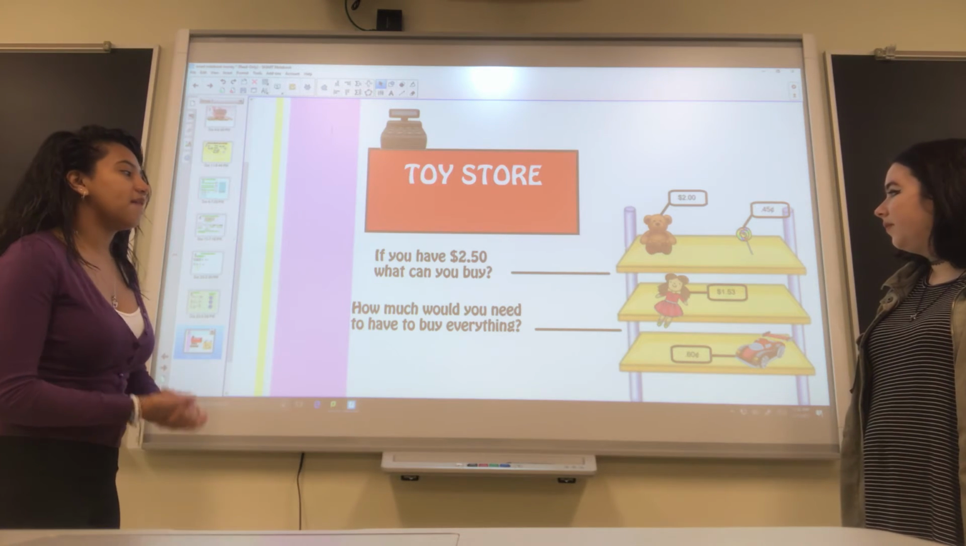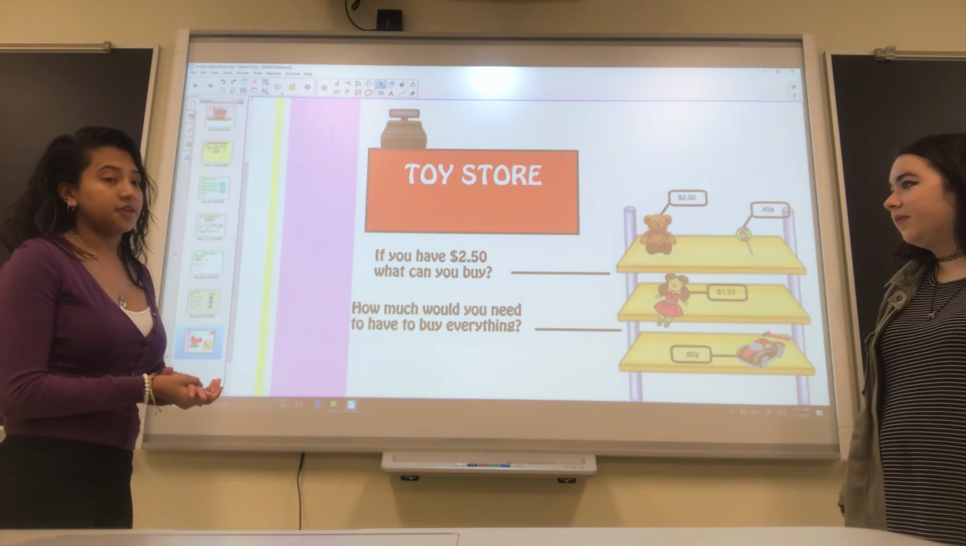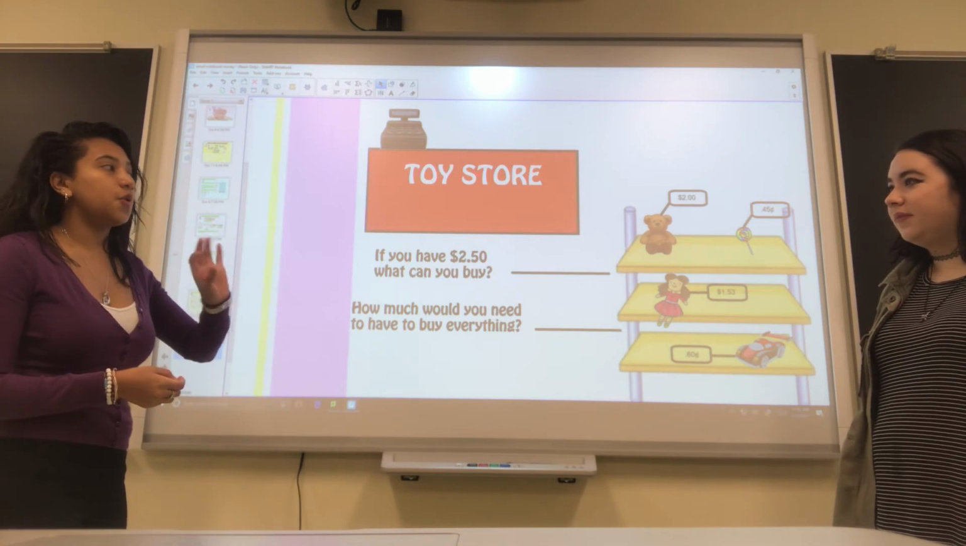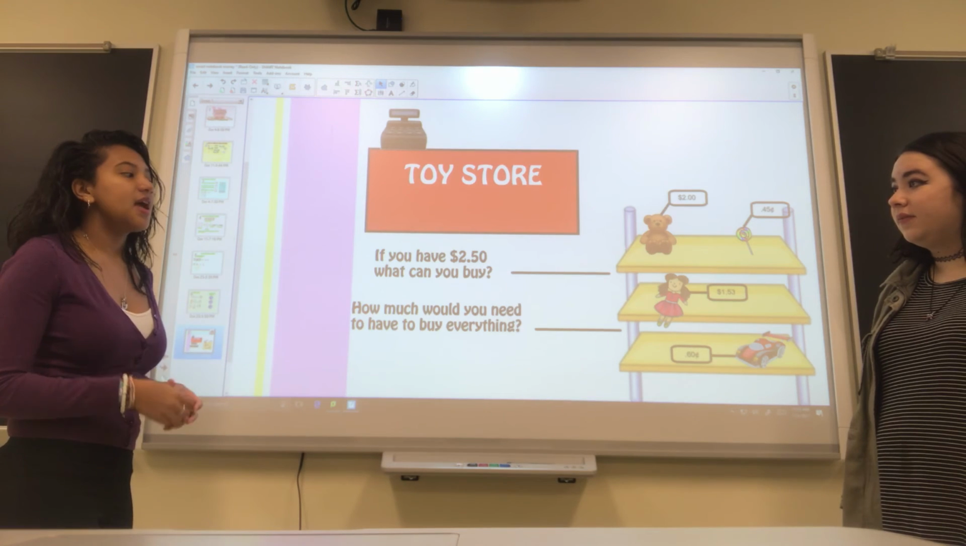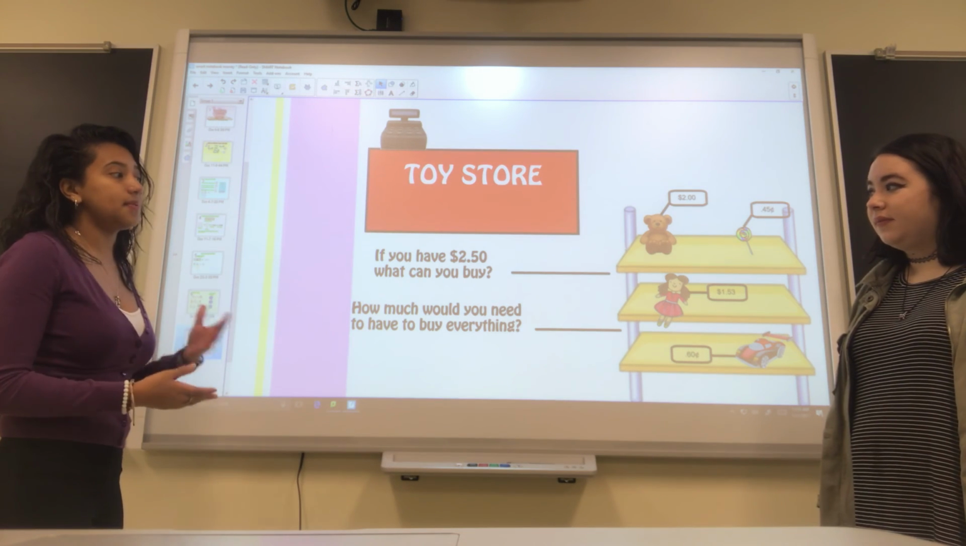And then in the next question we have, how much would you need to have to buy everything on the shelves? So then students would have to add together all of the values there and figure out how much money they would need to have to buy all 4 items.